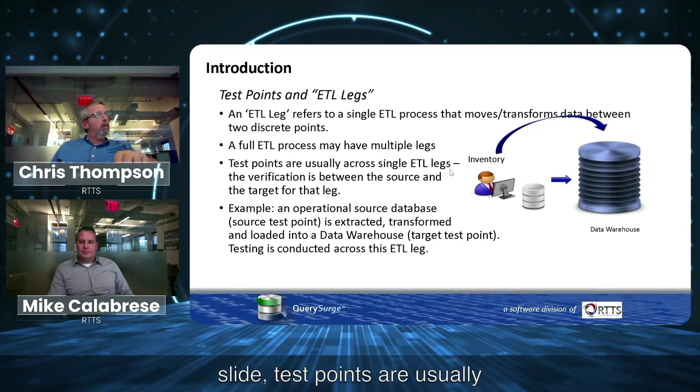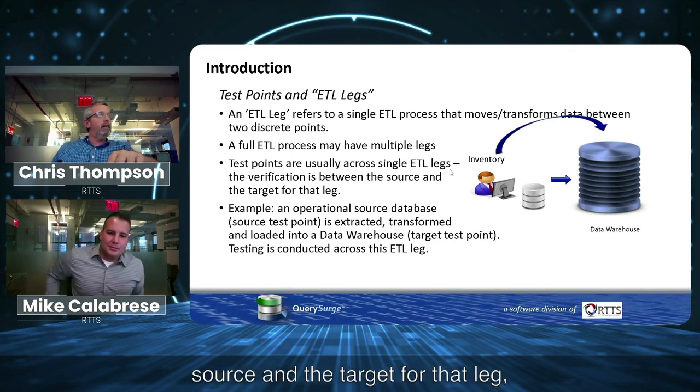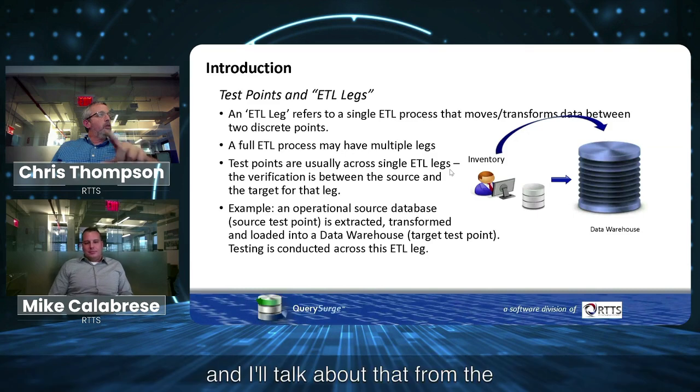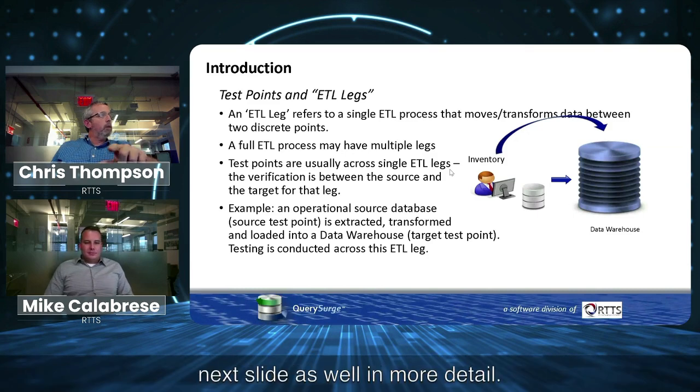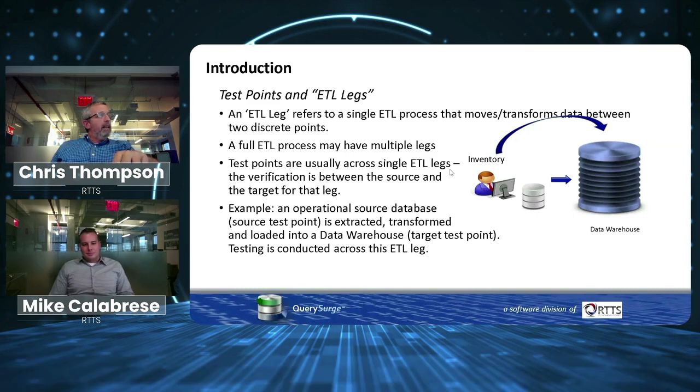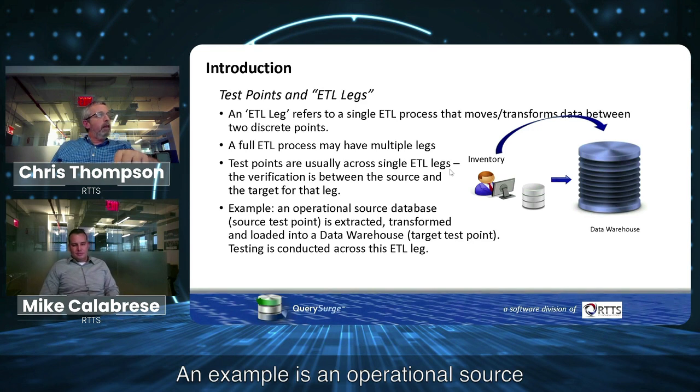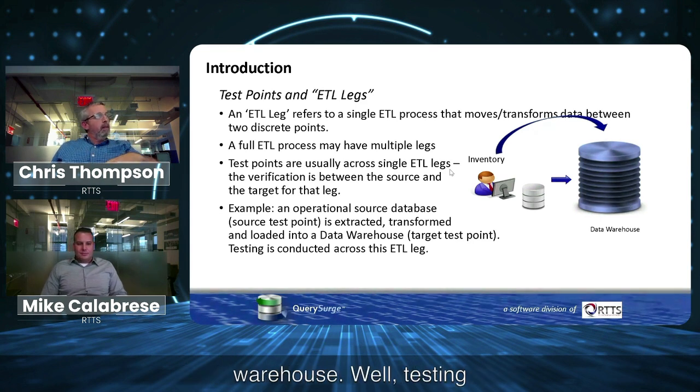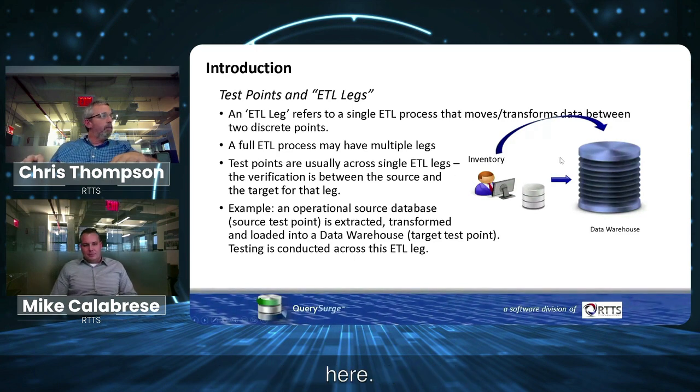Test points are usually across single ETL legs. The verification is between the source and the target for that leg. I'll talk about that in the next slide as well in more detail. An example is an operational source database. The source test point is extracted, transformed, and loaded into a data warehouse. Testing is conducted across this leg here.